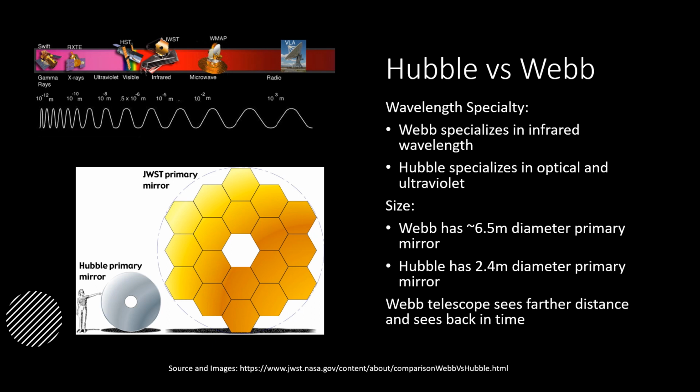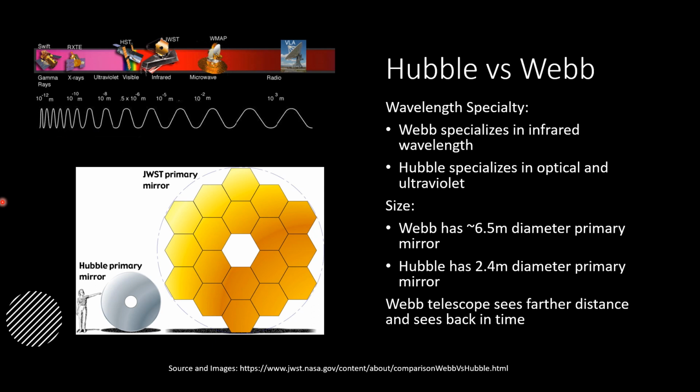As you can see, the wavelength speciality is different, and shown by this graph here, this little diagram, we have the Webb in the infrared and the Hubble more in visual and ultraviolet sort of level of light, right? However, the Hubble does have some infrared capabilities, but not to the same degree of the Webb telescope.